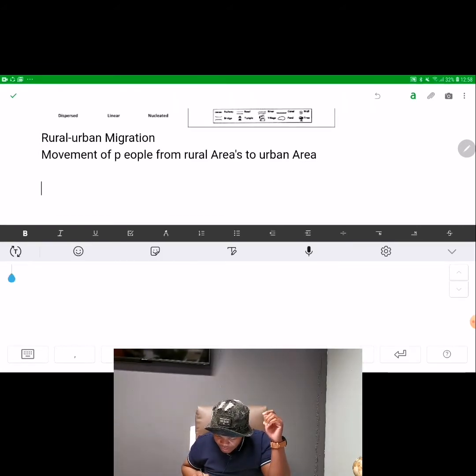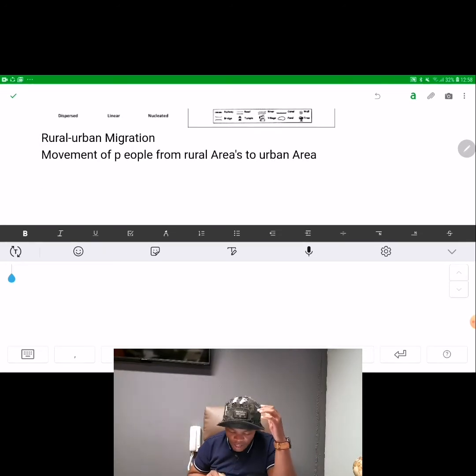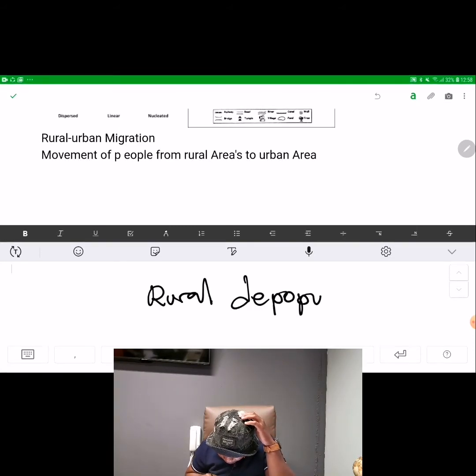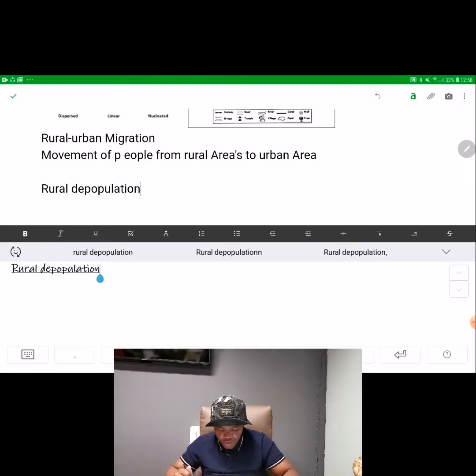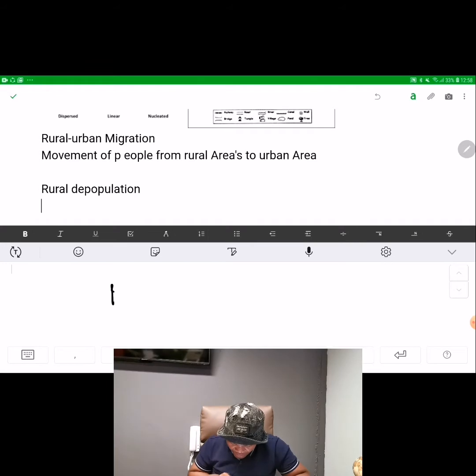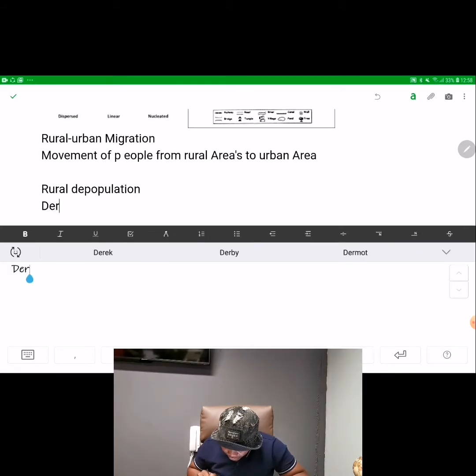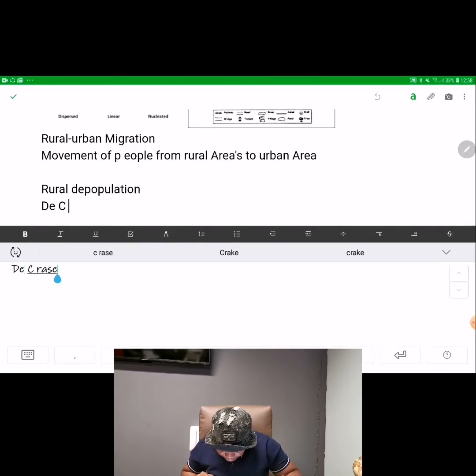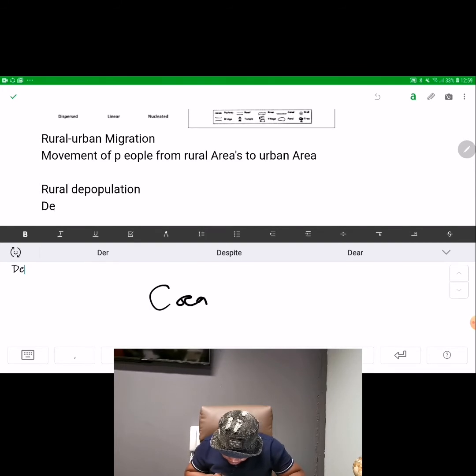Let us first discuss what is happening when people are leaving rural areas. We are also going to look at the term rural depopulation. When we are speaking about rural depopulation, we are speaking about the decrease in the number of people living in rural areas.